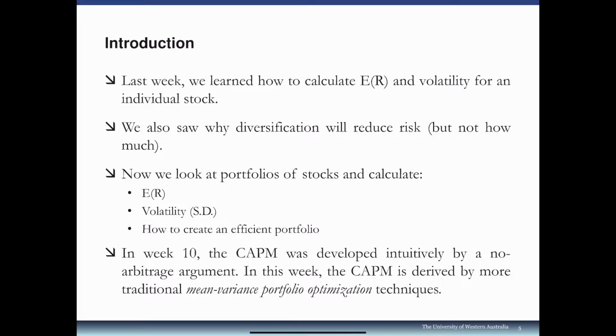So compare this to week 10, when CAPM was developed intuitively by a no-arbitrage argument. You may recall that we said only the systematic risk should be rewarded with a premium, not the unsystematic risk. That gives you an idea to form a portfolio such that you will get rid of the unsystematic risk. So through that argument, we're saying, okay, maybe there's something called beta that gives me a reward for the systematic risk I'm taking. So we can derive CAPM in that way, but we never learned how to quantify beta. And so today we're going to derive CAPM again by the more traditional mean-variance portfolio optimization technique. All right.